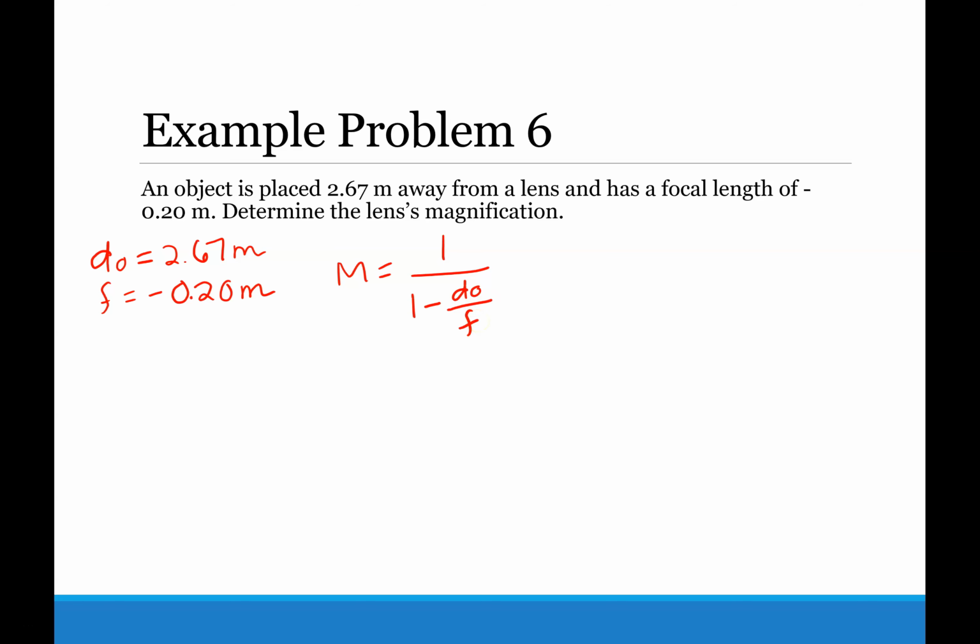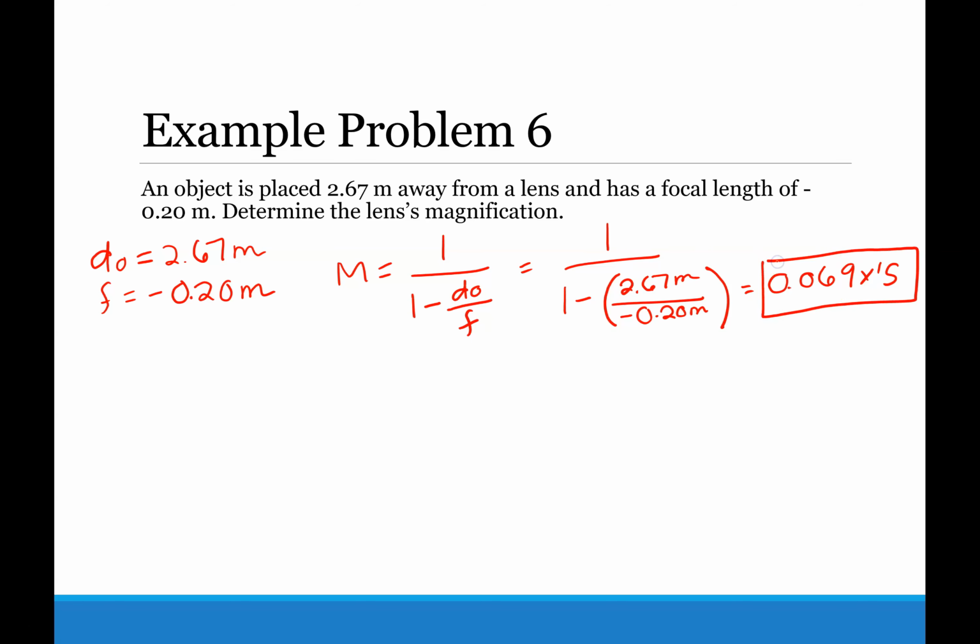So filling in the variables that we have, 1 divided by 1 minus 2.67 meters divided by minus 0.20 meters. If you put that into your calculator, you'll find that the answer is 0.069 times. There's technically no units for magnification, but when we talk about magnification, we talk about times.